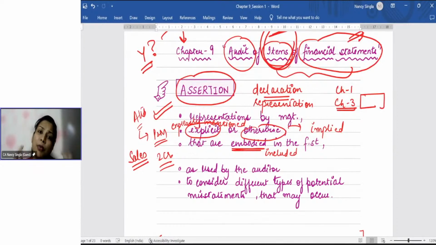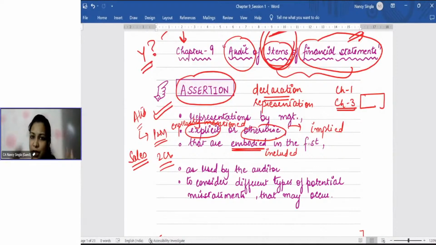ठीक है। अब उन्हीं फाइनेंशियल स्टेटमेंट को तो ऑडिटर को ऑडिट करना है, वेरीफाई करना है ना। So what will the auditor do? Auditor will use all those assertions, all those information, all those representations जो मैनेजमेंट ने दिए हैं in the financial statement, and he will verify all those assertions one by one. Having verified all the assertions, all the information that management has given, auditor is going to give his opinion on the financial statement as a whole.